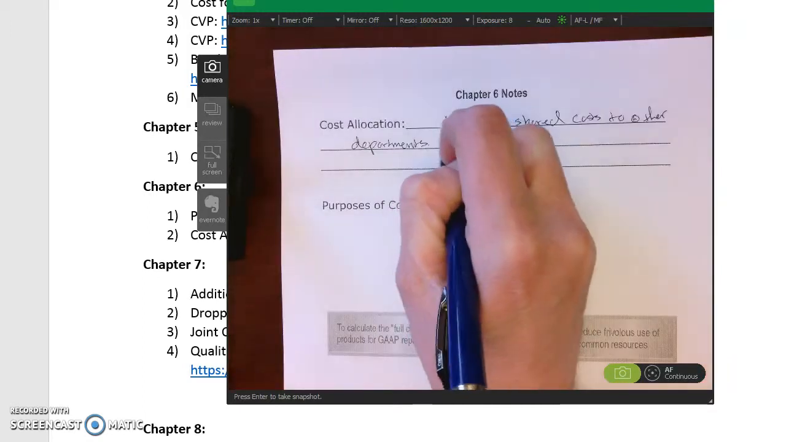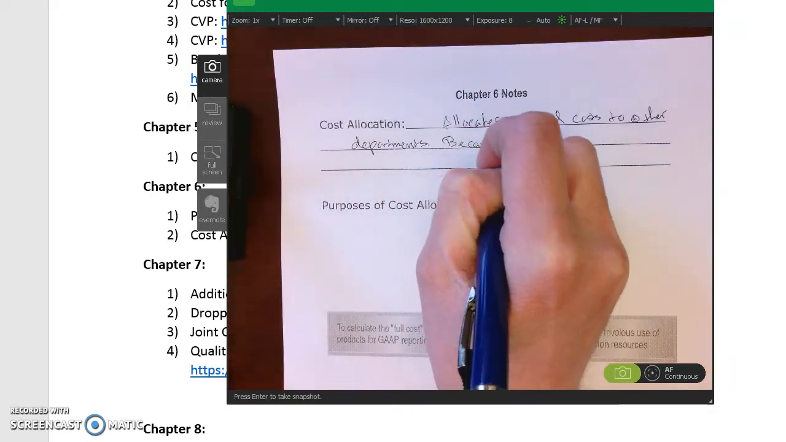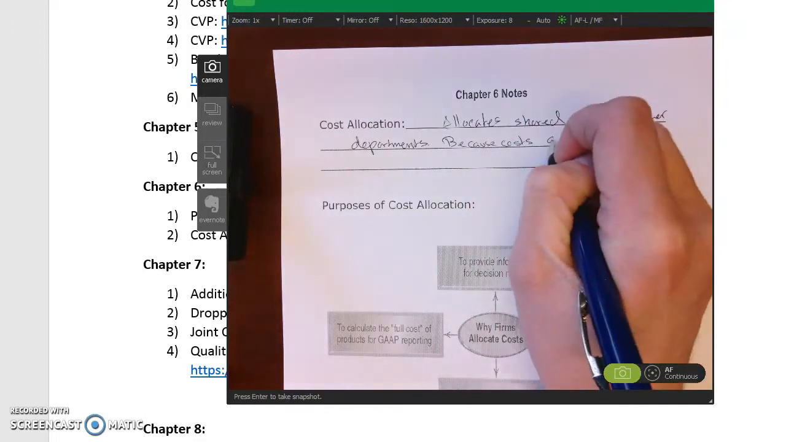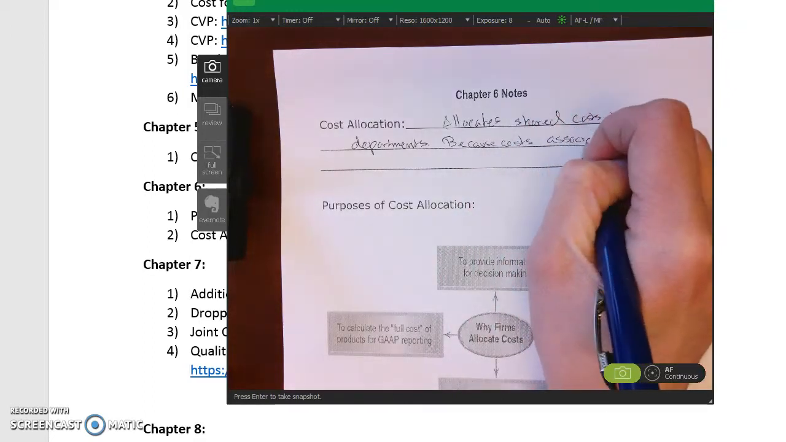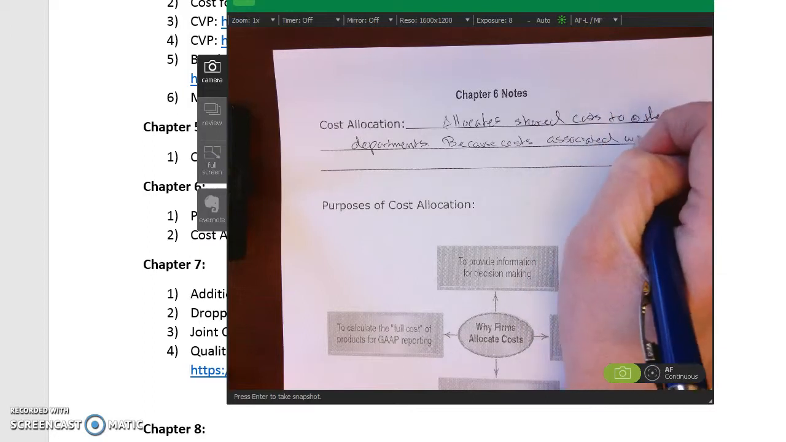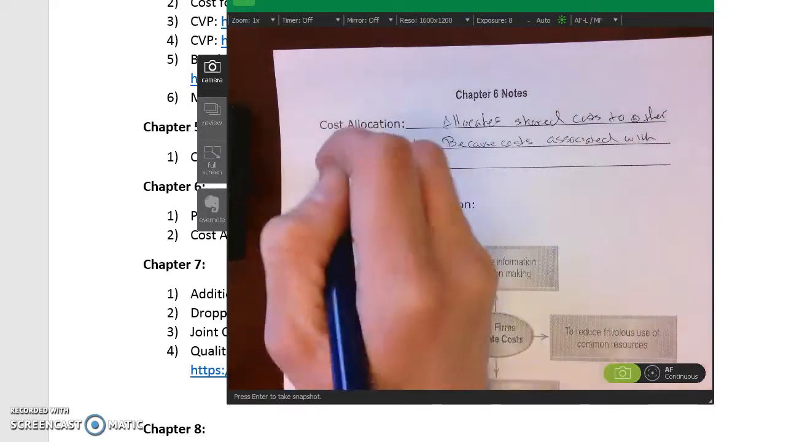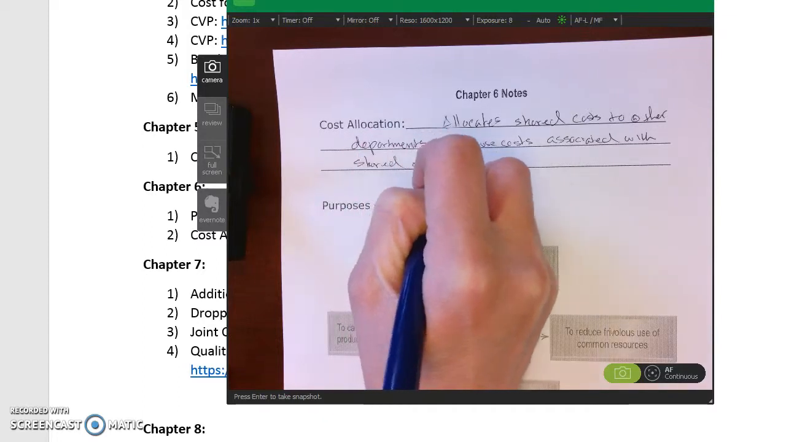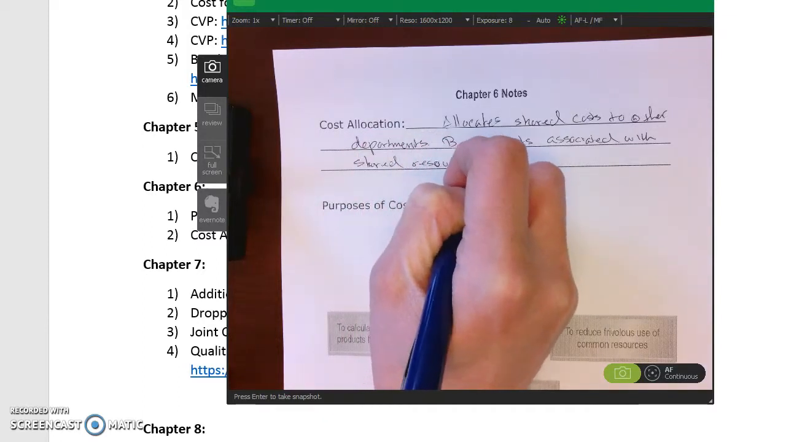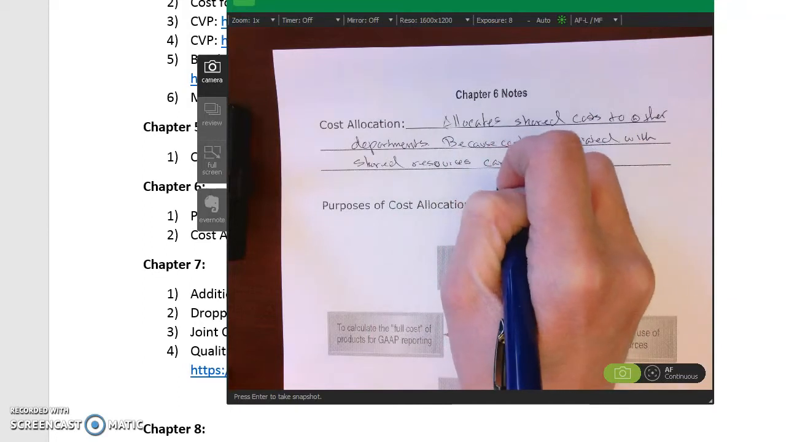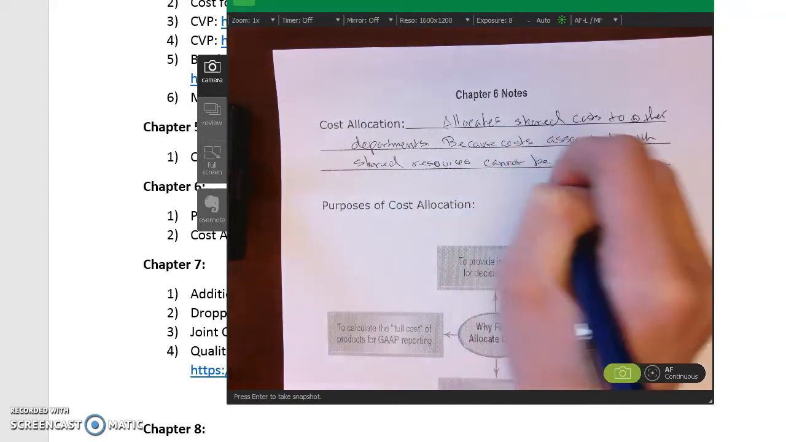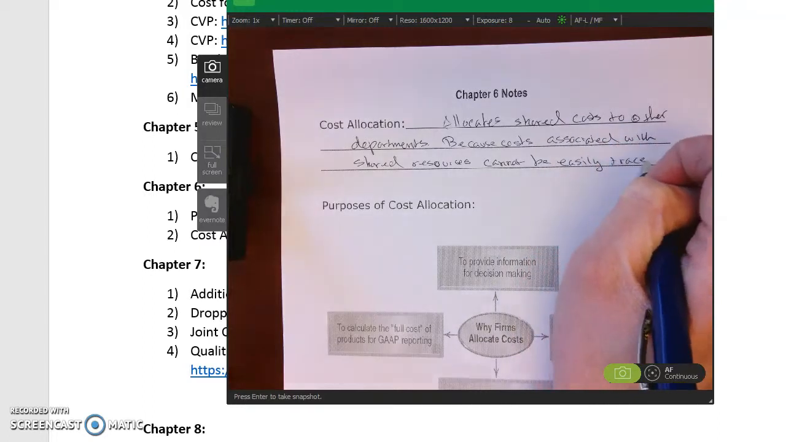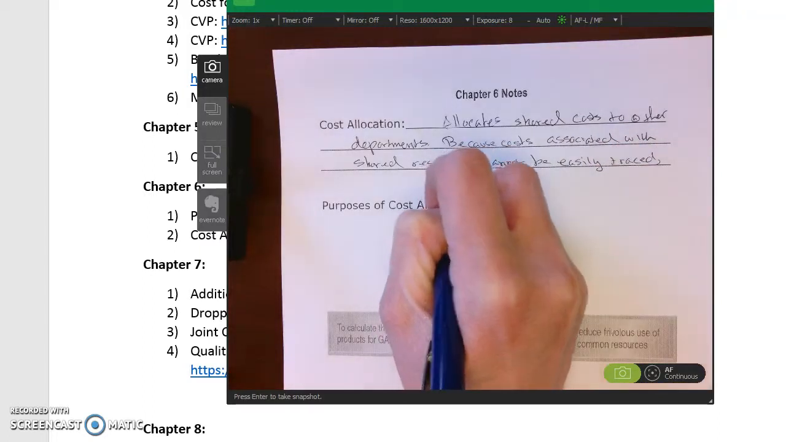And so what we can say is, because costs associated with shared resources cannot be easily traced, they are allocated.